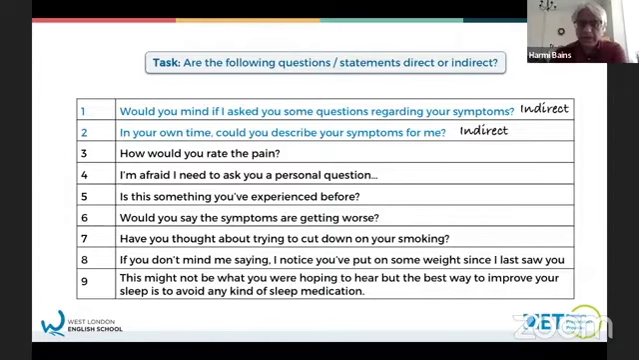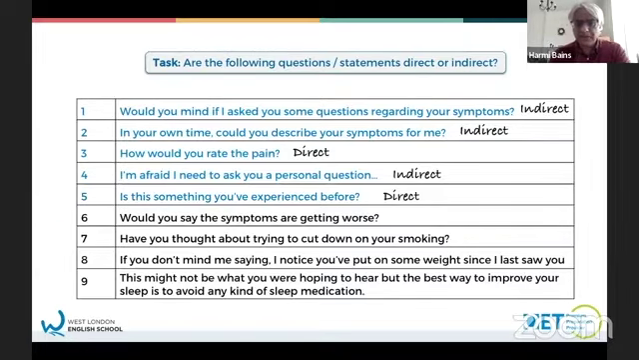How would you rate the pain, number 3? Yeah, this is a direct question. Number 4, I'm afraid I need to ask you a personal question. Yeah, you can see that I'm afraid makes it indirect as well. But again, another nice way of asking kind of a personal or sensitive question as well, if your patient is upset or needs reassurance. Number 5, is this something you've experienced before?